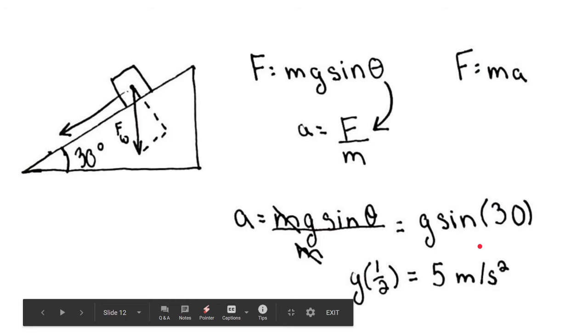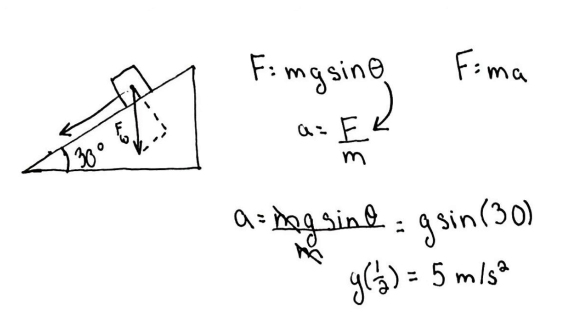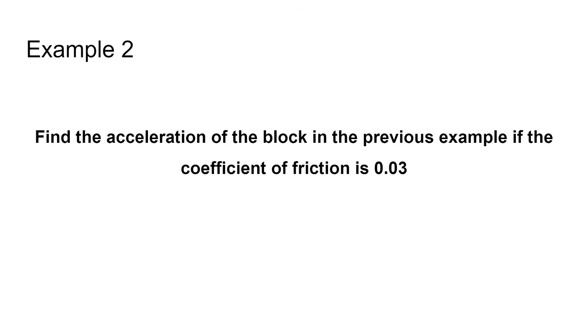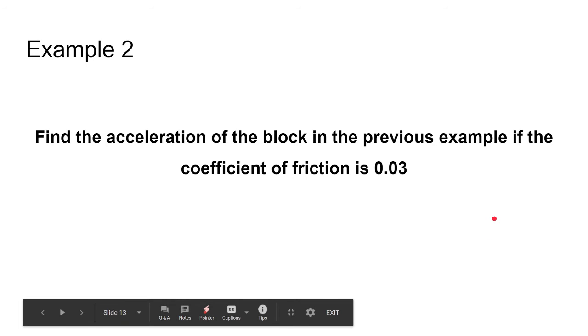Easy enough? Alright. We are going to add on to this example a little bit more now. Example 2. Find the acceleration of the block in the previous example if the coefficient of friction is 0.03. Alright.